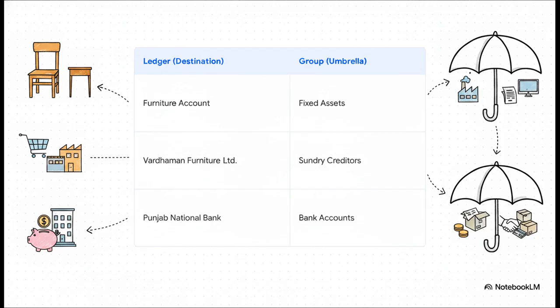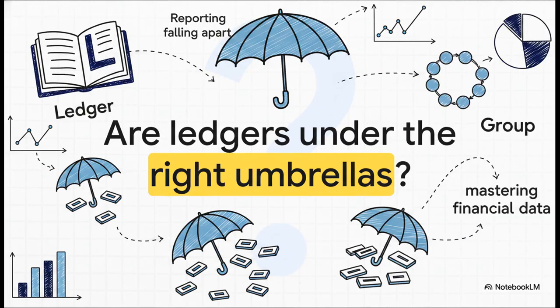If you made a huge mistake and accidentally mapped Vardhaman to sundry debtors, your entire balance sheet flips. It would falsely look like they owe you money, artificially inflating your company's assets. A single misstep in mapping cascades into catastrophic reporting errors. Finally, a specific ledger like your Punjab National Bank account would simply be classified safely under the overarching bank accounts group. Which leaves us with this final thought.